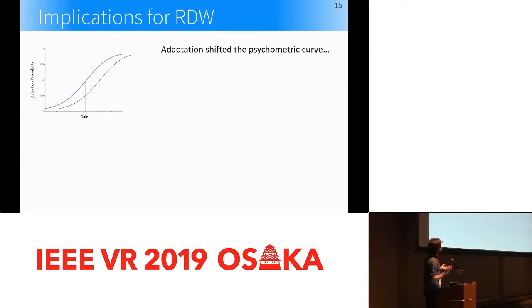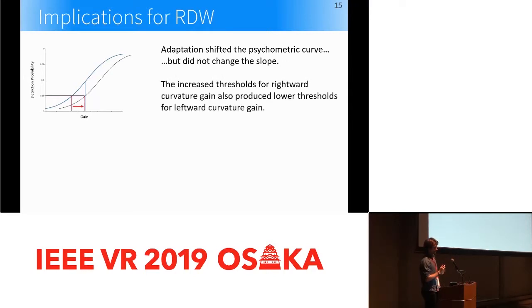And then when we had a closer look, adaptation shifted the psychometric curve, but it did not really change the slope. And what does this mean? It means that the increased thresholds here on the right side also led to decreased thresholds on the other side. So leftward gain after the rightward adaptation would be detected faster. And I think in an ideal world, you would want to achieve something like this, where the slope is changed, and we would get lower thresholds on the other side, here on the left side, too.